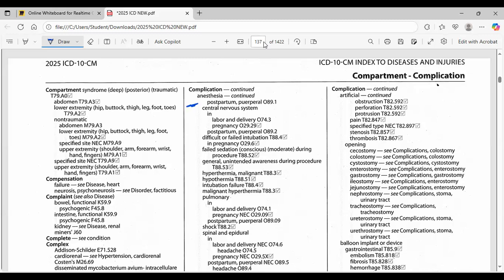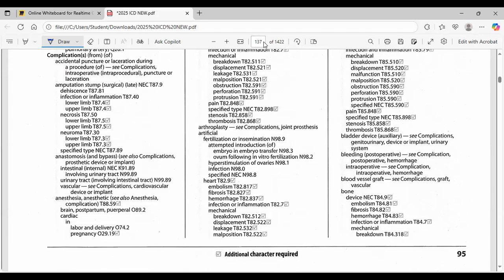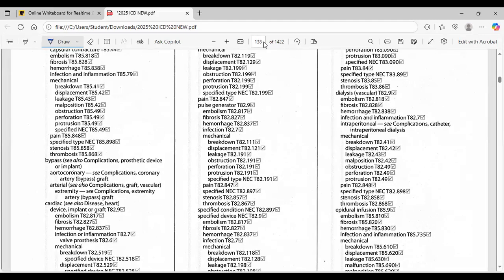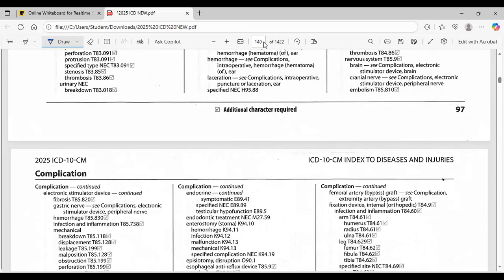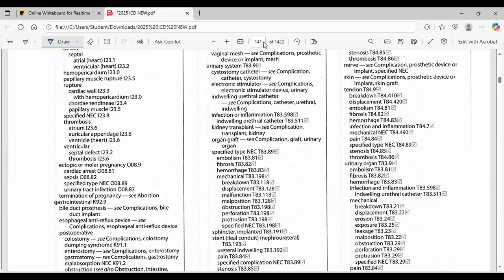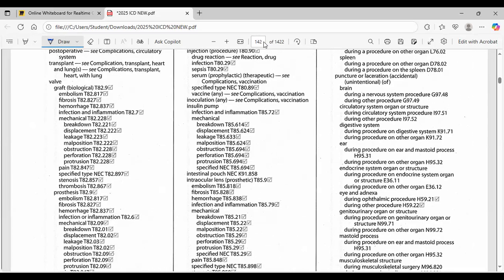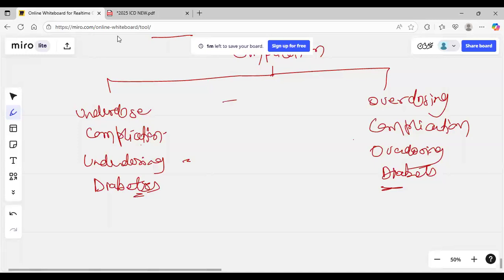Here we have the complication. Under the complication, we have to look for the insulin pump because it's a complication of our insulin pump. So on the first gray line, we have to look for the insulin pump. Here we go. That is insulin pump. Under the insulin pump, we have to look for the mechanical breakdown. So our first code should be T85.614A.